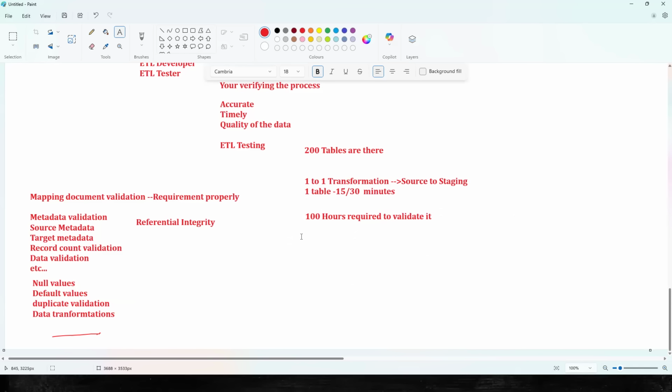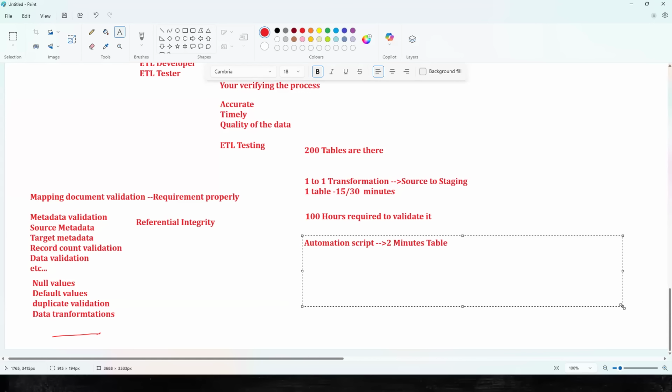Suppose I write the same thing as an automation script, and it is going to validate whatever validations you have to do. Let's consider it takes 2 minutes. One automation script, for one table, takes 2 minutes.